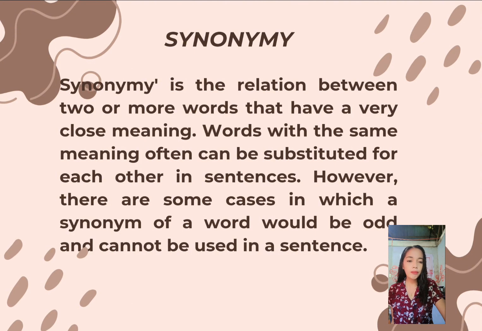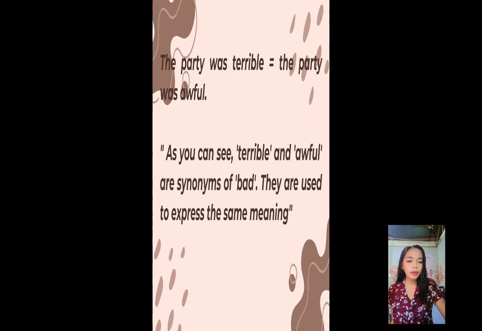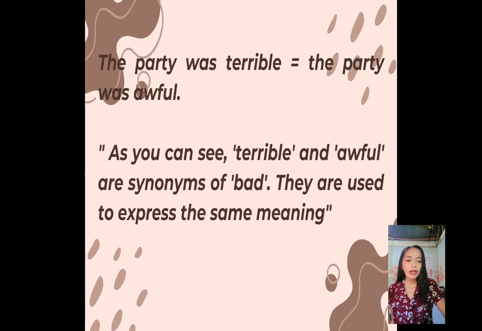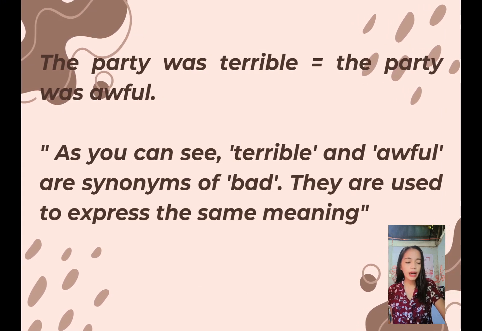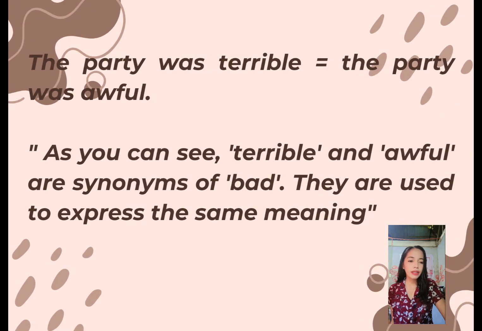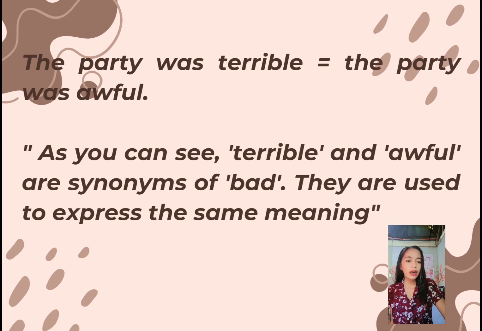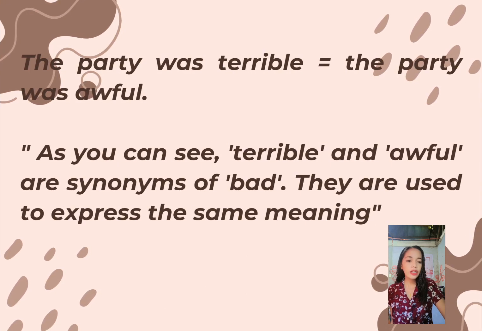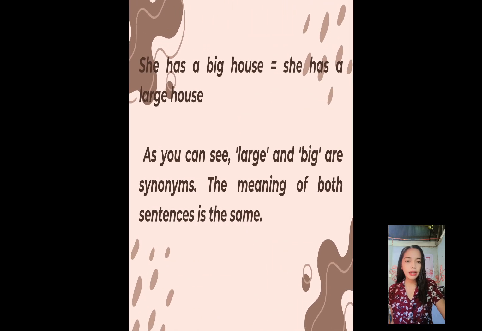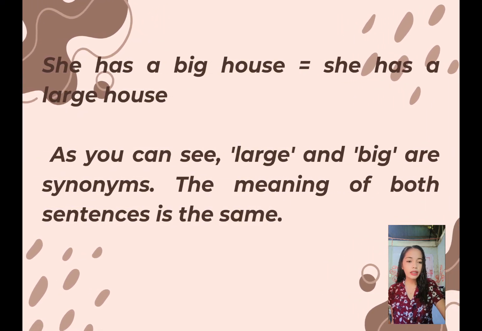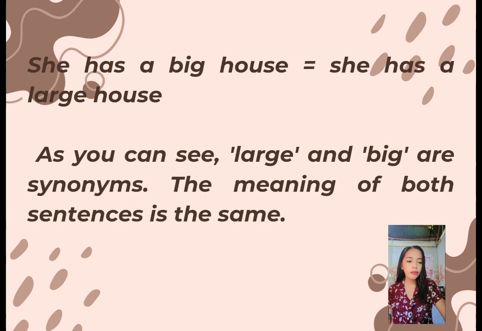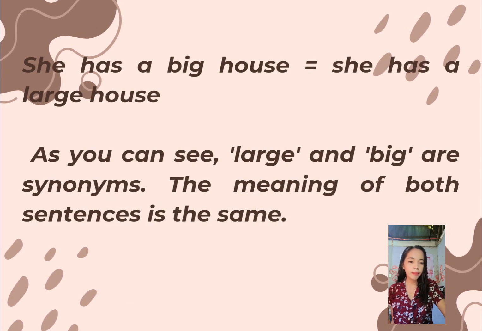Here are some examples. The party was terrible. The party was harmful. As you can see, terrible and harmful are synonyms of bad. They are used to express the same meaning. Another one is: she has a big house. She has a large house. As you can see, large and big are synonyms. The meaning of both sentences is the same.